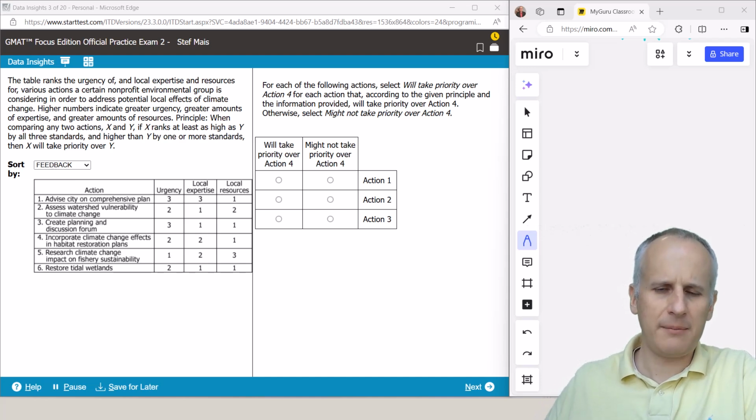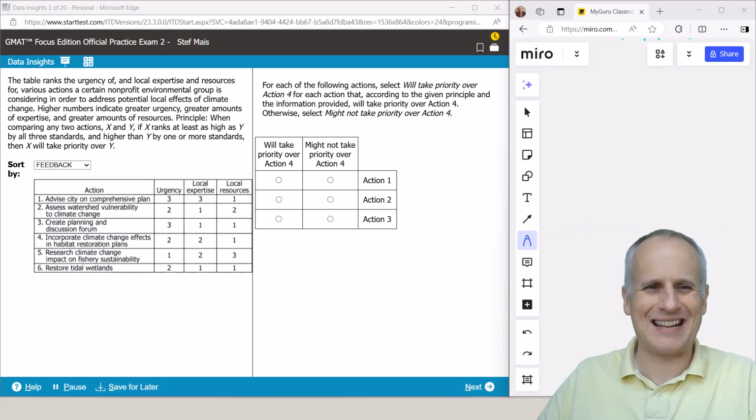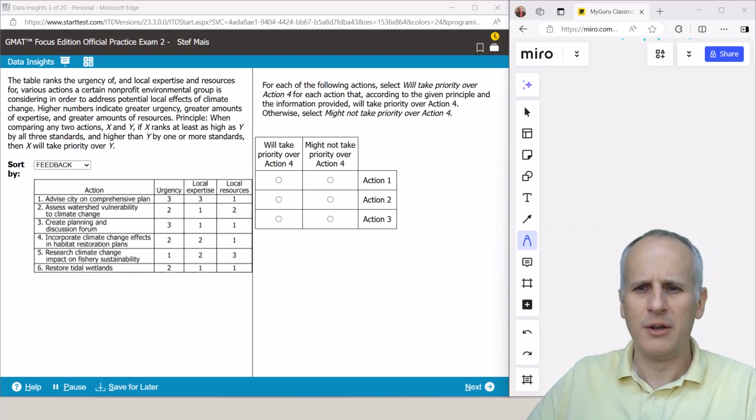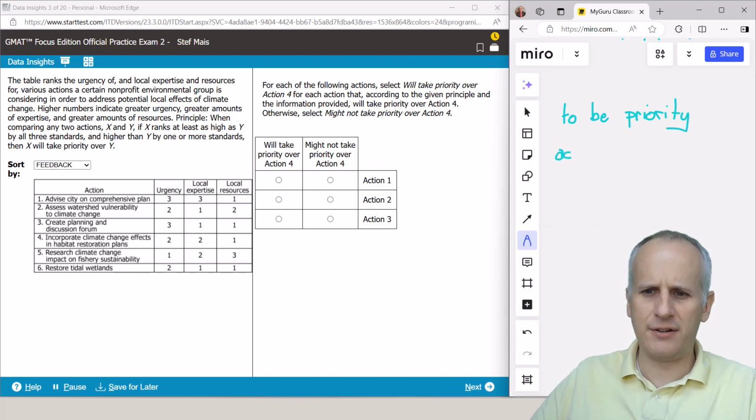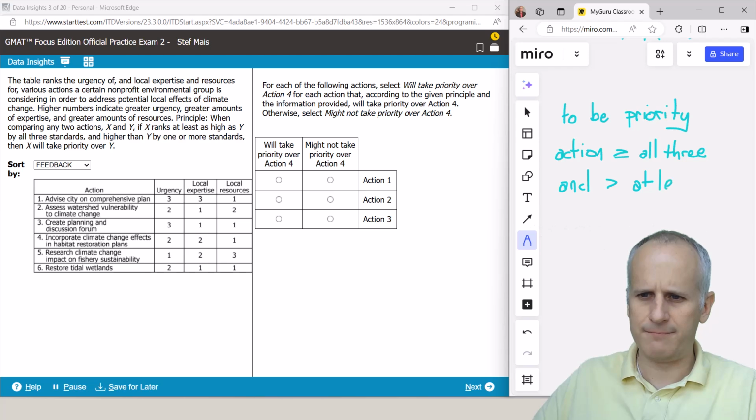So basically, I want to understand what that's saying, and I would take a note at this point. We know that to be priority, ultimately the action has to be greater than or equal to all three, and it has to be greater than at least once.